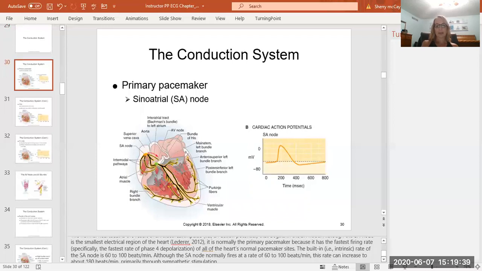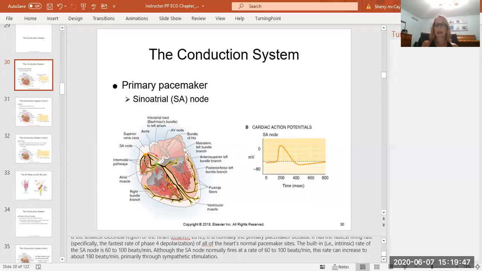So remember that, please. Although the SA node normally fires at 60 to 100 beats per minute, this rate can increase to about 180 beats per minute, primarily through sympathetic stimulation. So the SA node, which is right there, if you can see that, is the primary pacemaker. It has a built-in rate of 60 to 100 beats per minute, but it can fire up to 180 beats per minute through the sympathetic system.